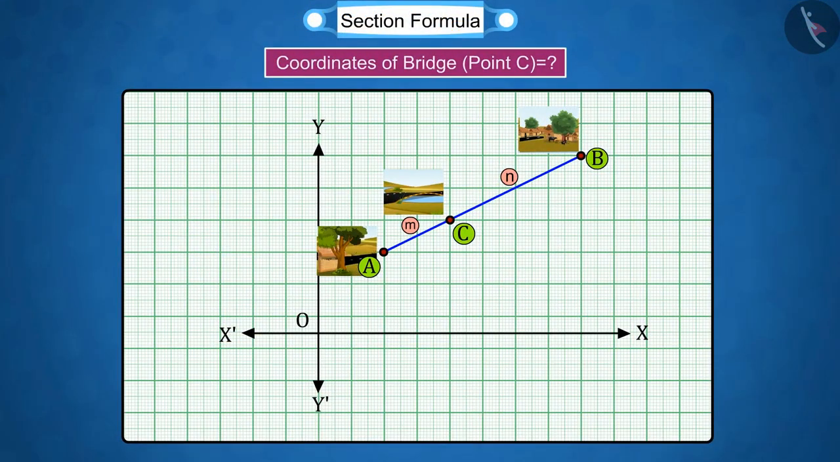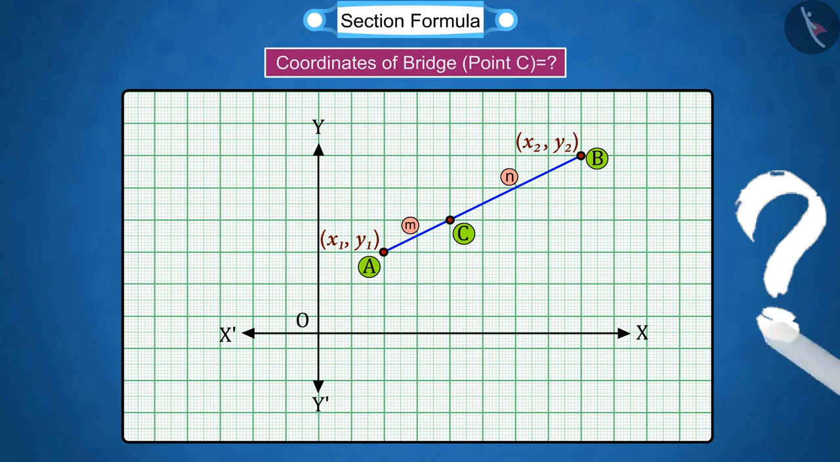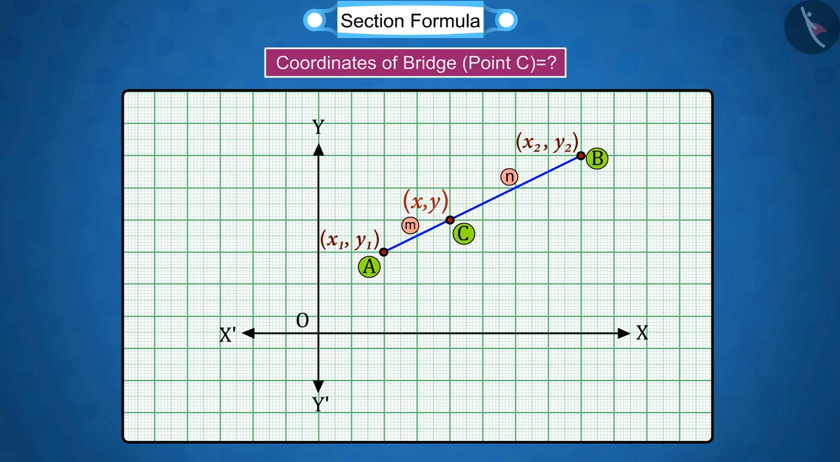Let's first represent the given situation in coordinates. Let us assume O as the origin point and OX and OY are x-axis and y-axis respectively, where the coordinates of A are x1, y1 and coordinates of B are x2, y2. So can you tell the coordinate points of the bridge? Let x, y be the coordinates of point C of the bridge, which divides AB in the ratio of m:n.